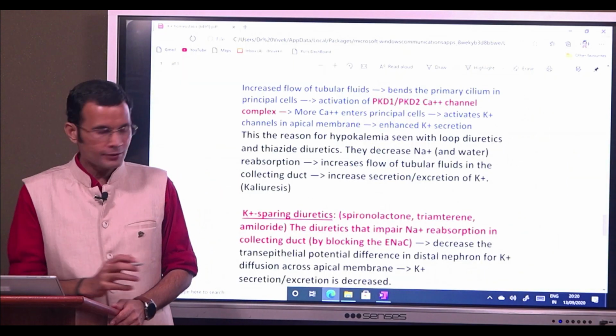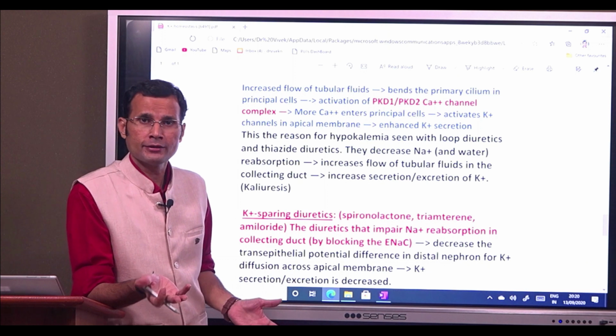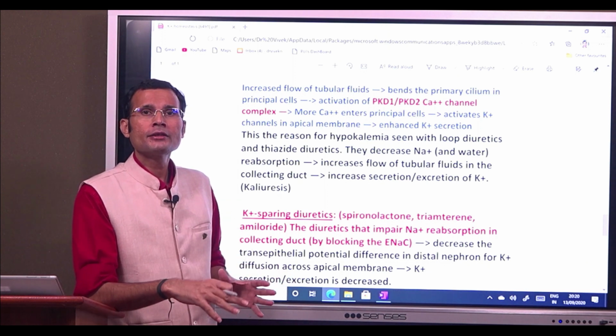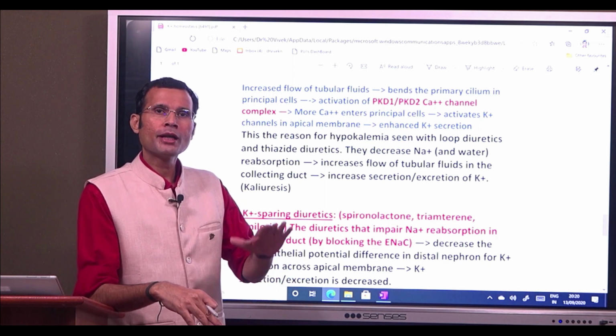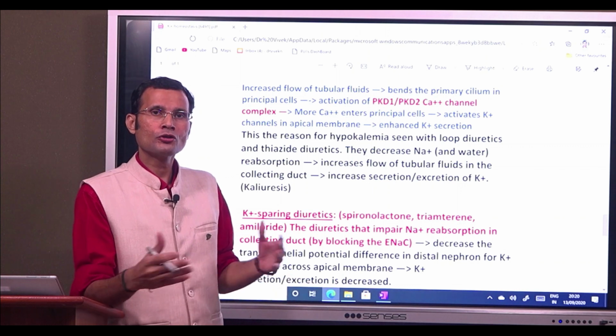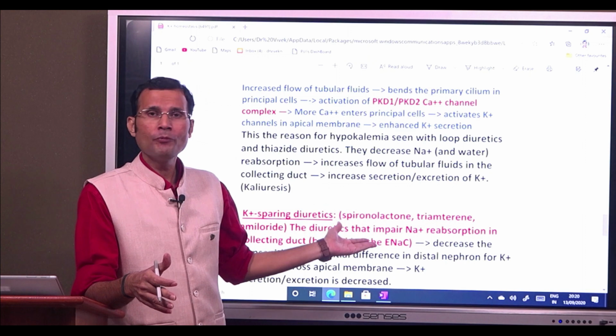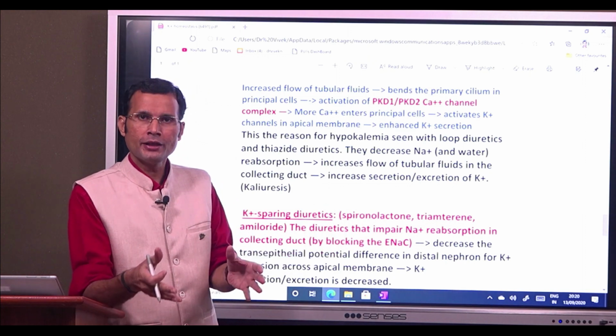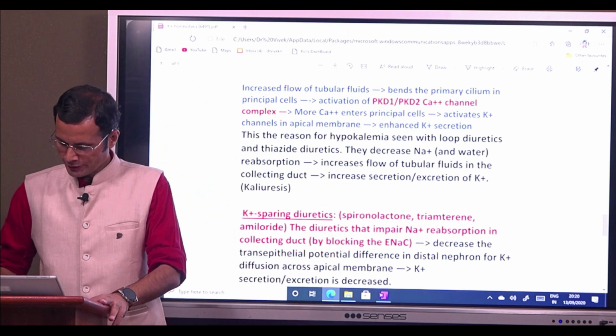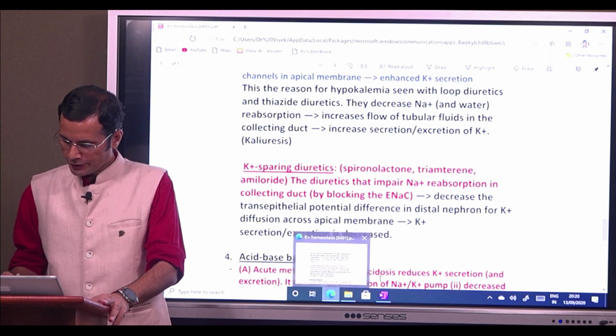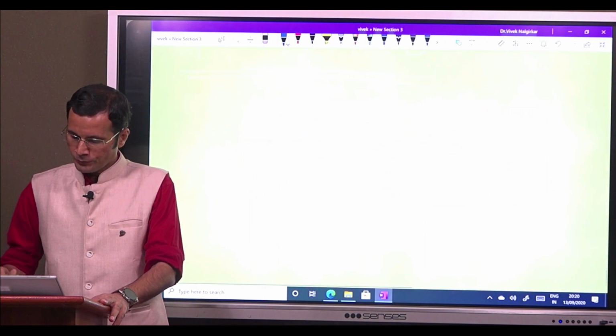So it is a very important mechanism. That's how diuretics result in hypokalemia, increased loss of potassium. The mechanism is very obvious. Let's understand the mechanism of diuretics.